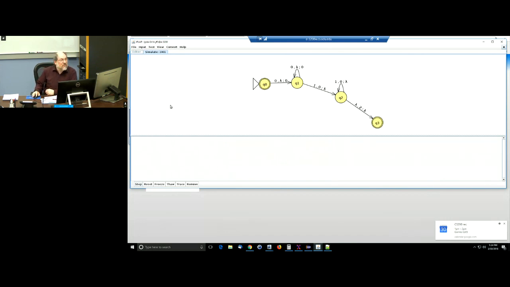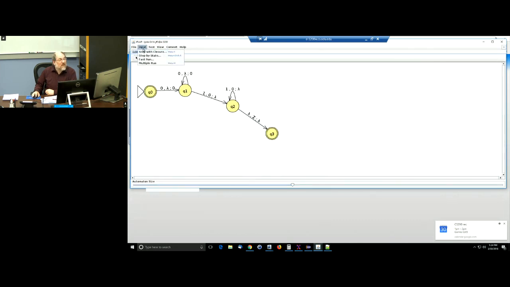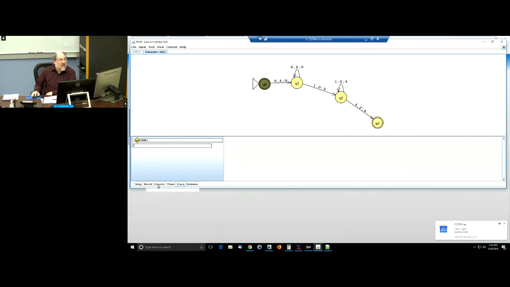All right, let's do then a string that this should accept. Let's say two zeros followed by two ones. All right, so that first 0 takes us to Q1, and we push a 0 onto the stack.